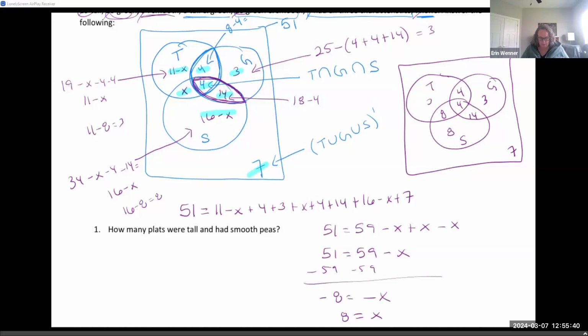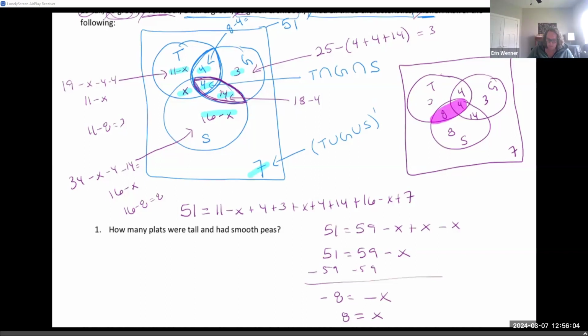Question number 1 says, how many plants were tall and had smooth peas? So tall and smooth. It's not saying tall and smooth only, it's just saying tall and smooth. So tall and smooth, they intersect here at 2 spots. So because the circles tall and smooth intersect at 2 spots, that's going to be 8 plus 4, which is going to be 12. Okay.